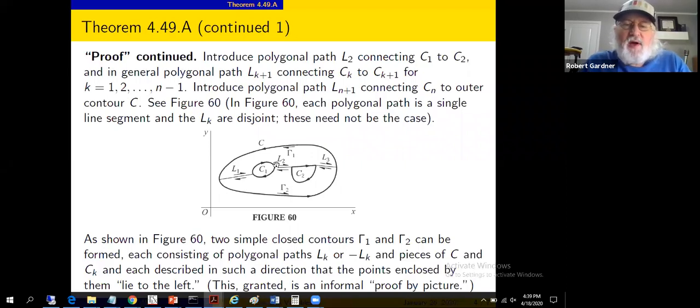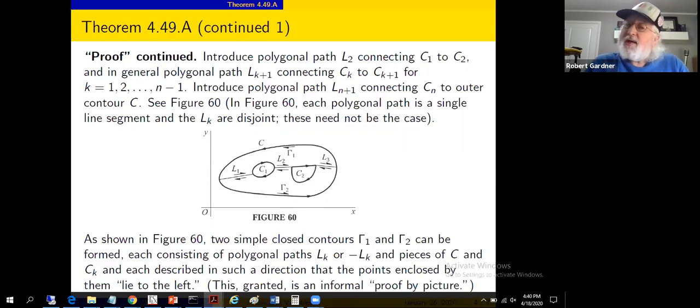So we said this function was analytic for this picture, a little figure 8. It was analytic inside C and outside C1, C2, and so forth. So that means it's analytic in this figure 8. That's the interior of capital gamma 1 and the interior of capital gamma 2. So that function is analytic inside gamma 1. Gamma 1 is a simple closed curve.